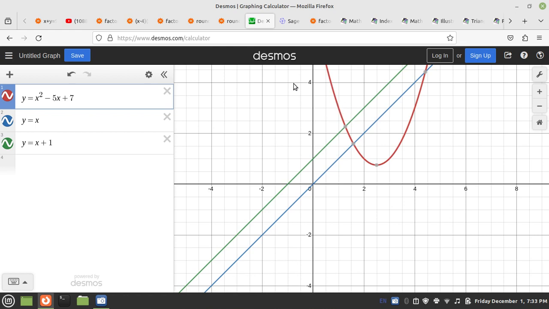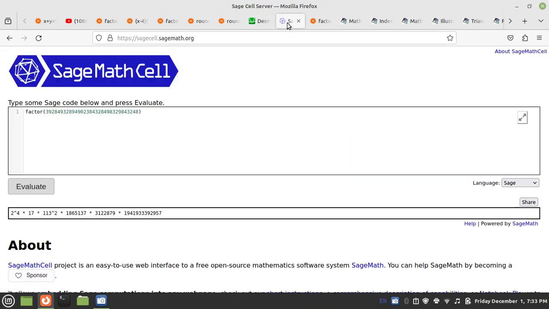Then comes another very strong tool that is called Sage Math. It's a very powerful computer algebra system that can do different types of maths. This can come to help in some situations.